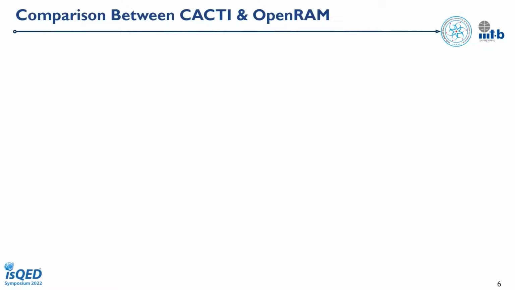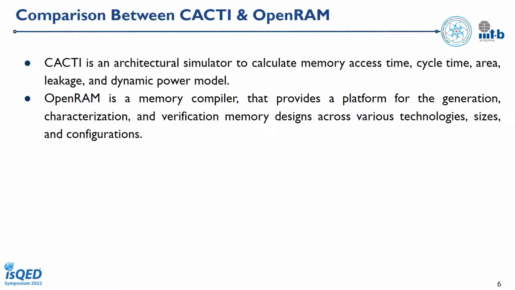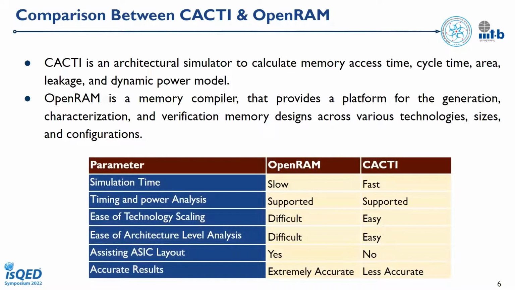Comparison between CACTI and OpenRAM. CACTI is an architectural simulator to calculate the memory access time, cycle time, area, leakage, and dynamic power model. OpenRAM, on the other hand, is a memory compiler that provides a platform for generation, characterization, and verification of memory designs across various technologies, sizes, and configurations. The table here shows a general comparison between both the tools.